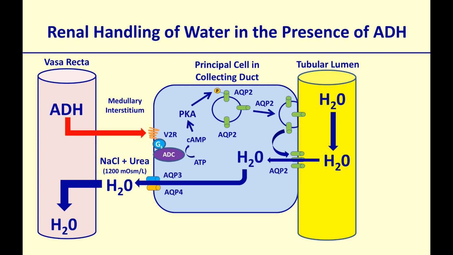And the concentration of these solutes at the lowest part of the medulla, closer to the papilla, is up to 1200 milliosmoles. So that hypertonic medulla is the driving force for water to enter. It's like an osmotic gradient. Okay, so you need two things in order for water to enter the cell. You need aquaporin 2 and you need a hypertonic medulla.